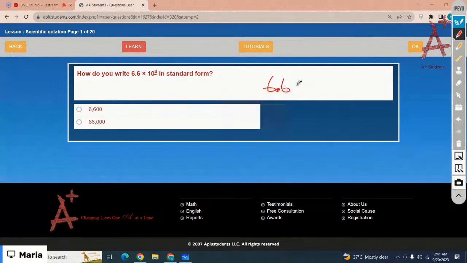One is already there, then 2, 3, 4. You have to move the decimal point from here to here. It would be 66000, right? Basically, the exponent of the 10 tells you how many places you have to move the decimal point. So here it is 4. That means you have to move the decimal point 4 places, because it is positive. Got it now? That would be the second option.